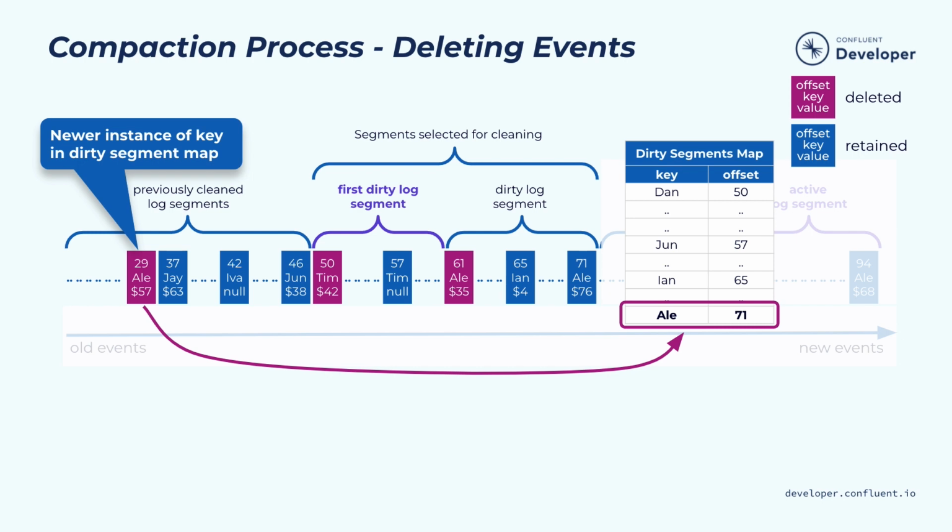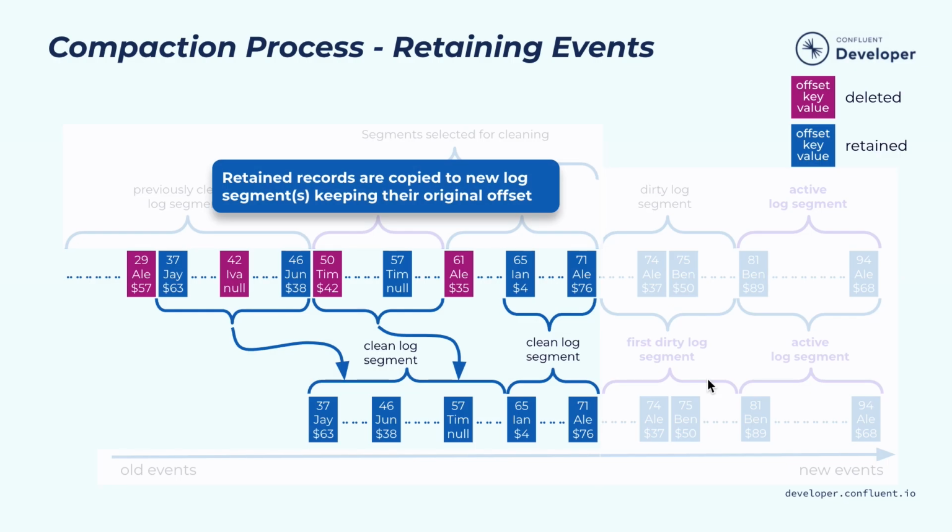Otherwise, this record will be deleted. So once we know which records need to be retained, we'll be copying over those retained records into a new set of segments. When we are copying them over to the new segments, we'll be preserving the exact offsets of those records as they are in the old segments.